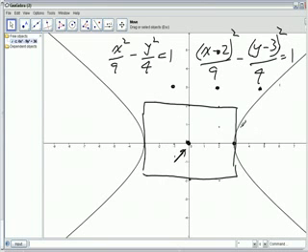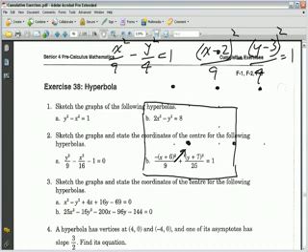I draw my new rectangle. I won't draw it in because the diagram's getting quite complicated. Drawing my asymptotes, now I have my hyperbola. What I'm going to do is this. This video is already long enough, and I know that you'll need some time to get these practiced.